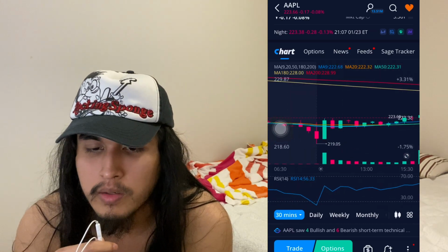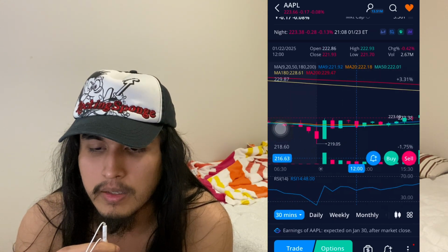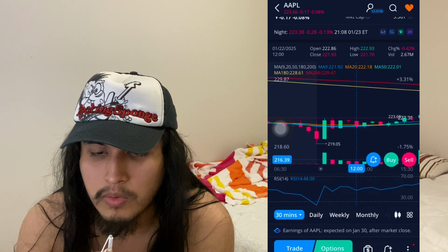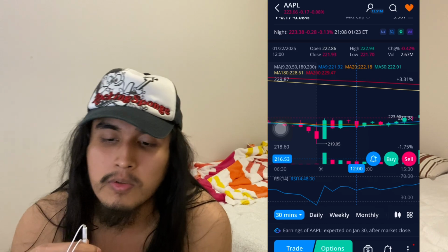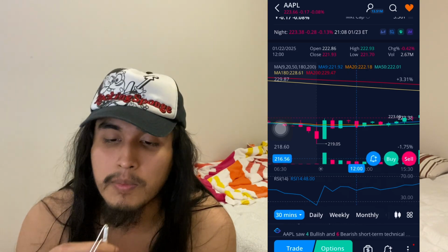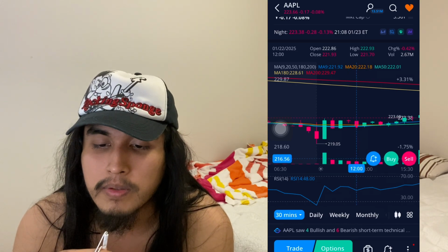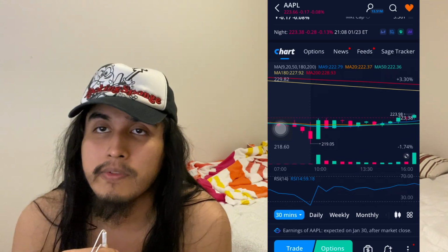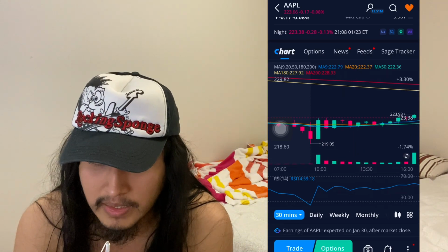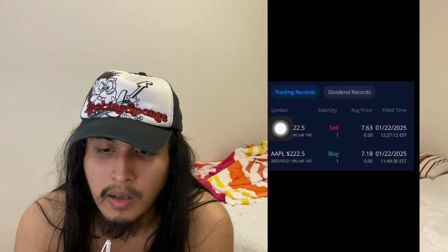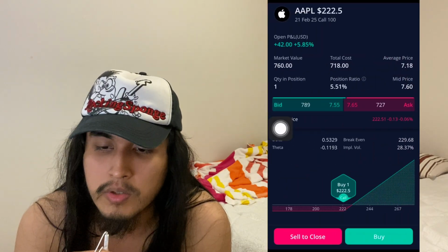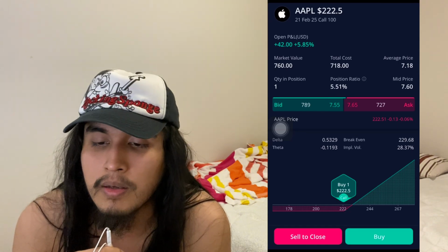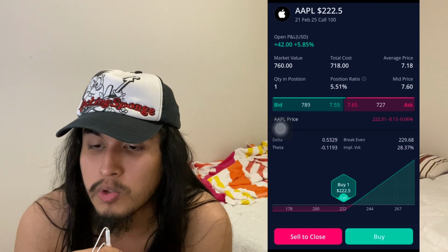So I got into one call option on this candle, the 12 candle, as soon as it landed on the 50-day moving average. Basically the plan was to buy a single call option once it landed on the 50-day moving average and then exit the position once it's up 5 or 10%. And once the position was up 5%, which was a $42 gain, I sold out the position, making a $42 gain just trading a single Apple call option.